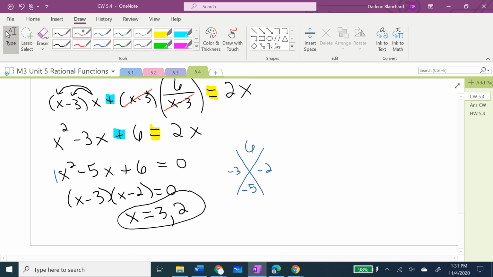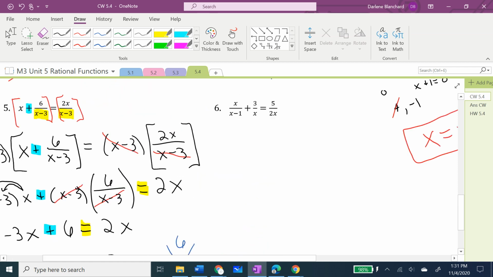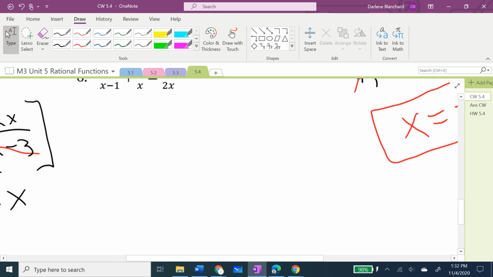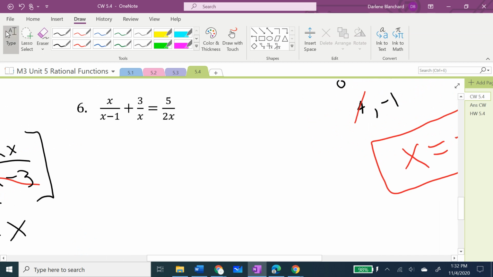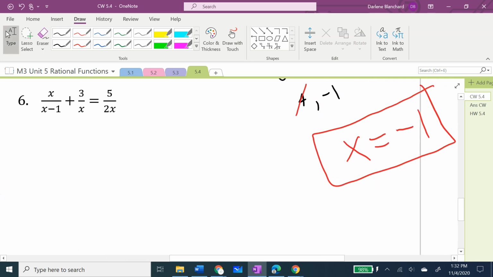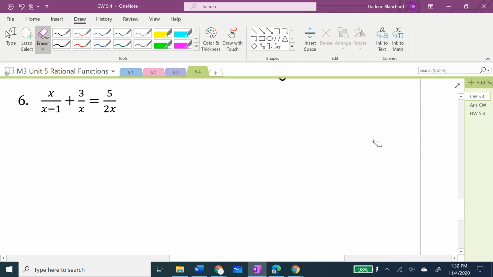Okay, yes, so 3 makes an original denominator 0. My only answer is 2, and that problem is done, and I only have one more. One more. And then I can send you off to the quiz and send you back to either election results or doing homework. So I'm sorry.